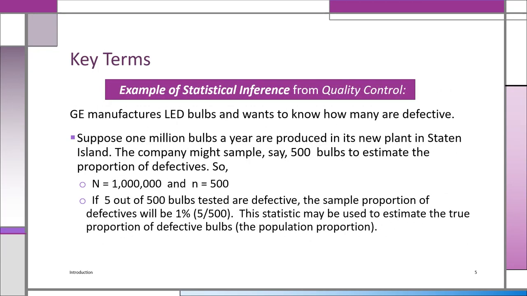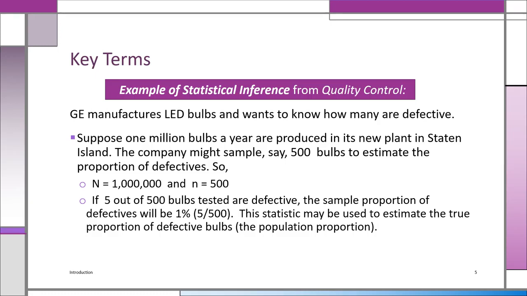Okay, this example is from quality control. Try to imagine General Electric has a plant on Staten Island, and they're manufacturing LED bulbs. And they want to have an idea of how many of these bulbs are defective. Now, suppose this plant manufactures 1 million bulbs a year. So they have 1 million bulbs, and they hire you. Now, you're not going to test all 1 million bulbs. If you're smart, you might take randomly 500 bulbs to estimate the proportion of defectives. All right, so capital N, that's the population size of 1 million. You took a random sample of 500. That's small, lowercase n is 500.